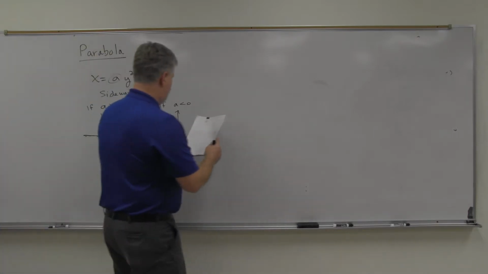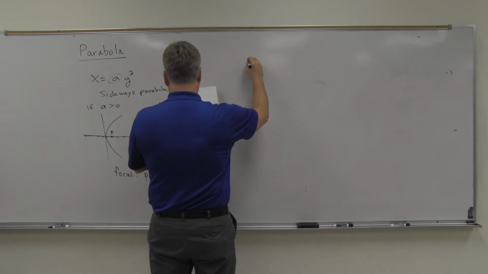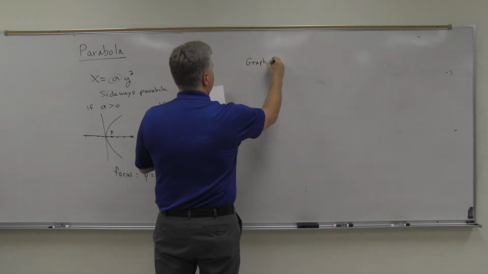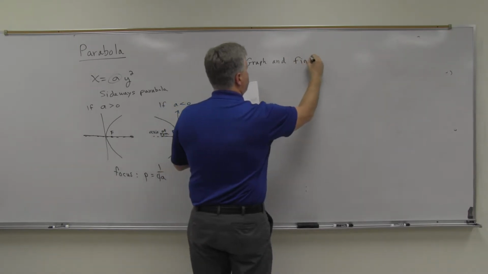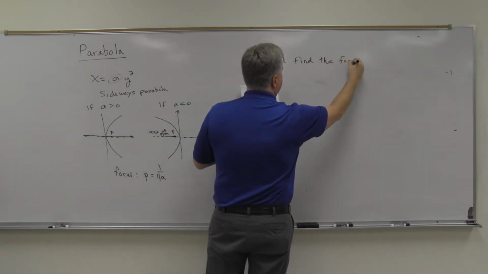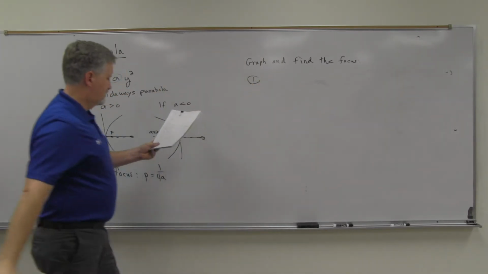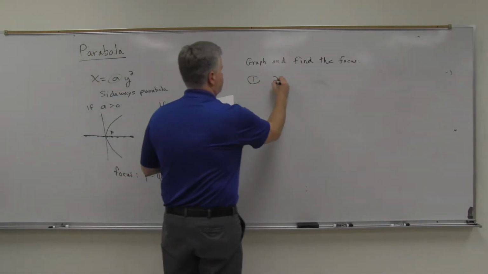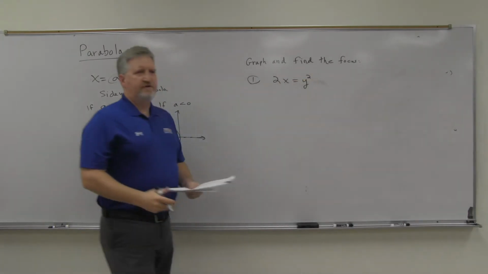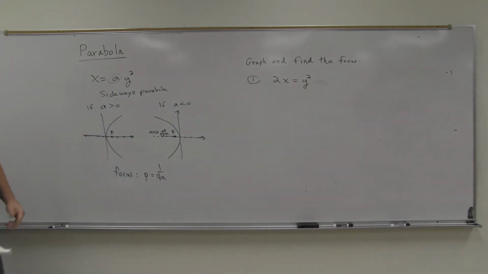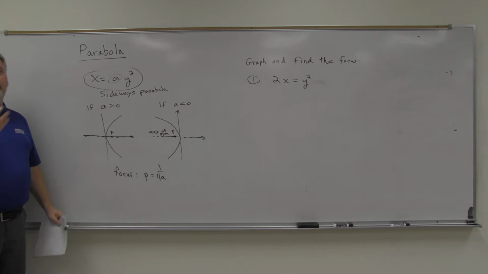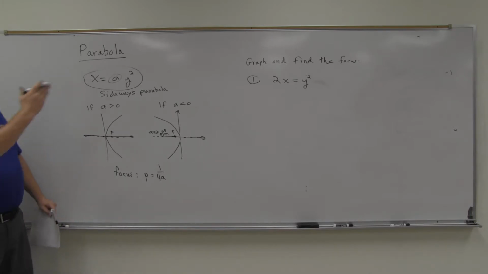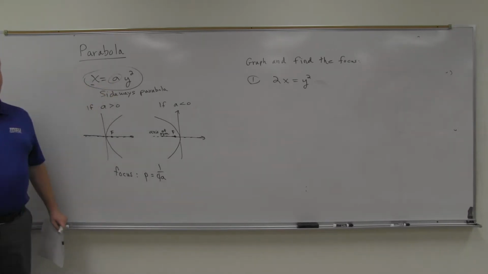All right. Now, on these I want to graph and find the focus. Number 1, 2x equals y squared. This brings up the first point: I want them in this form, x equals ay squared or y equals ax squared. That's not quite in that form, is it? Because it's not x equals ay squared. It's 2x. So what's the first thing? Divide by 2.